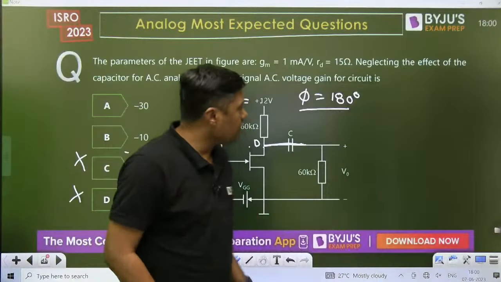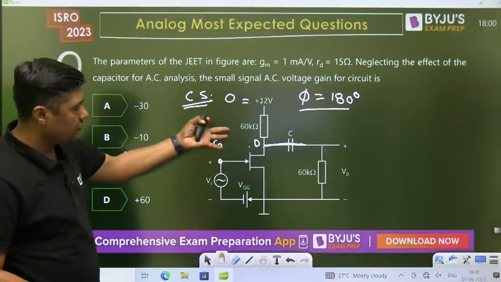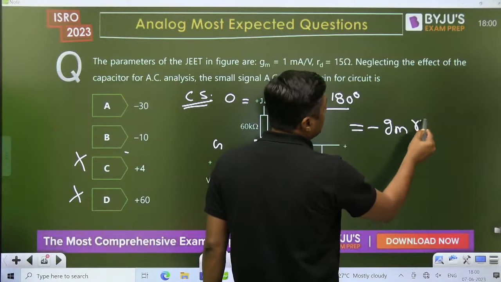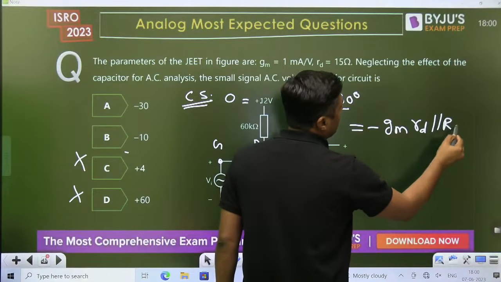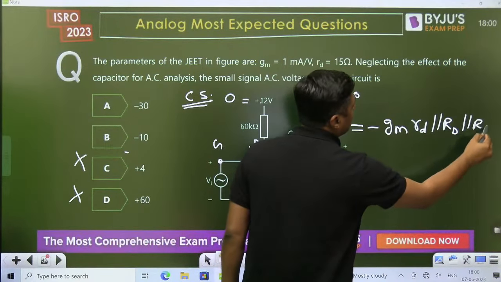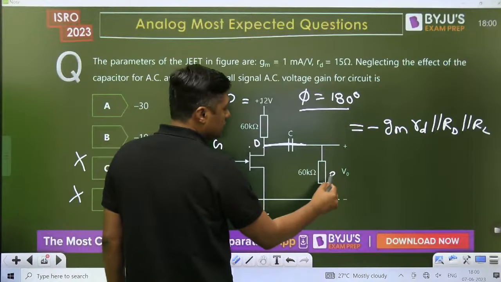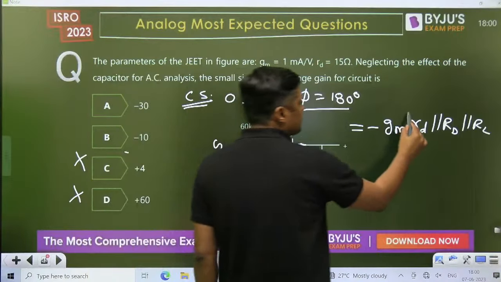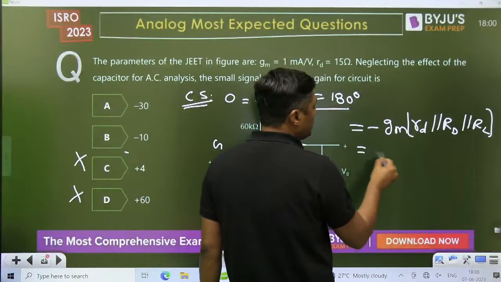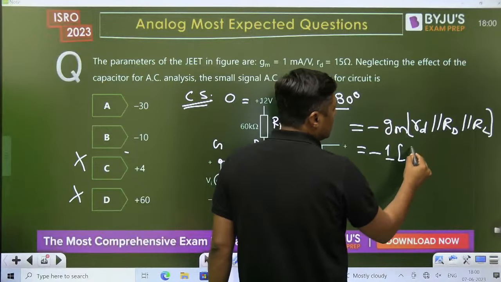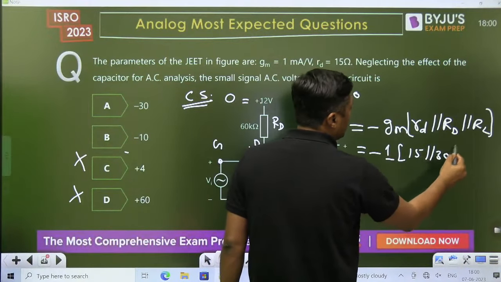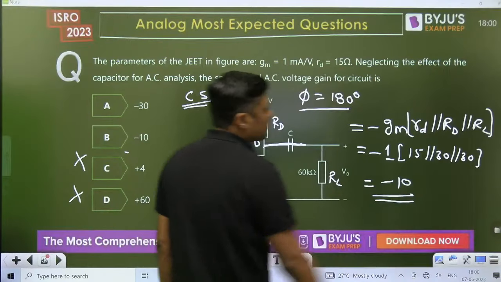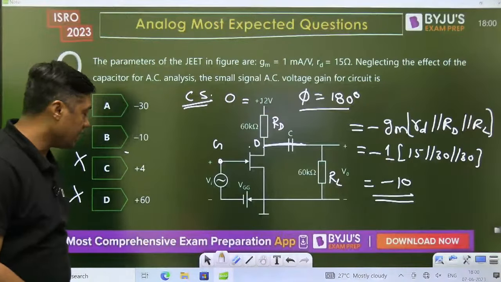So students, you can directly apply the formula. If you have the standard diagram, what is the answer for this question? Minus gm times small rd parallel with capital RD parallel with RL. This is called RL, this is called RD, and then small r is the internal resistance. So directly you can use minus 1, 15 parallel with 30 parallel with 30, and you will get the answer within seconds, minus 10. Okay.